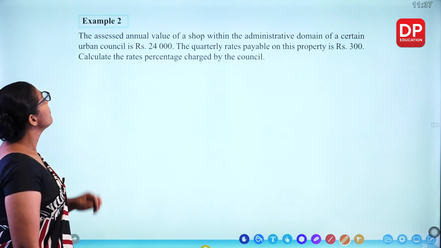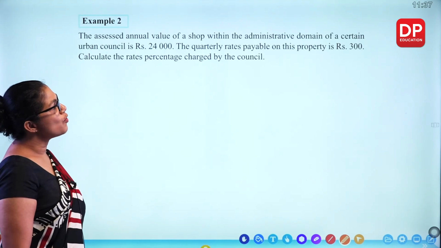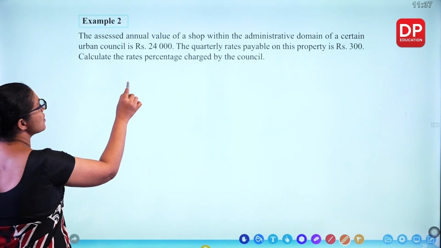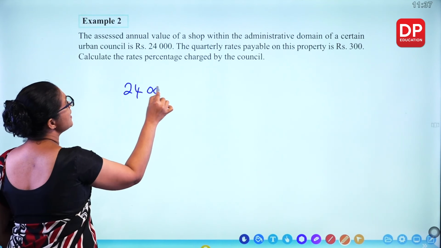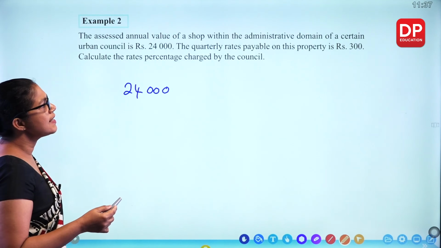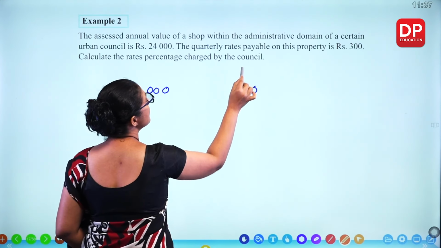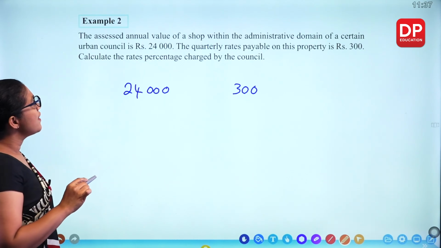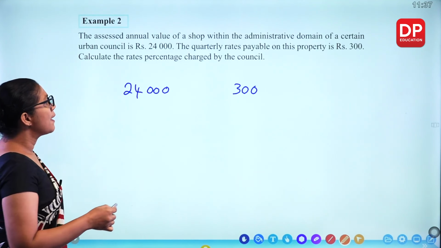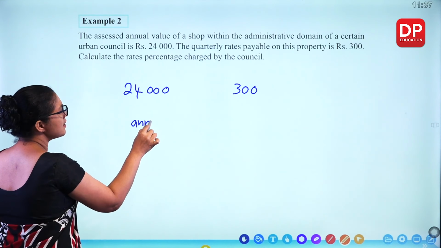Example 2. The assessed annual value of the shop within the administrative domain of a certain urban council is 24,000 rupees. The quarterly rates payable on this property is 300. So quarterly value is given 300. Calculate the rates percentage charged by the council. Now this is the quarterly value. So what's the annual value they are paying?